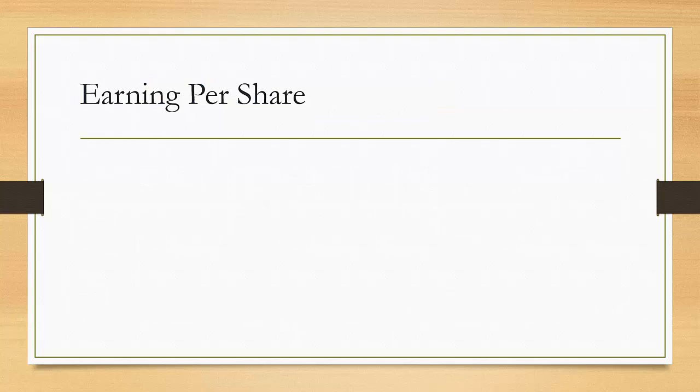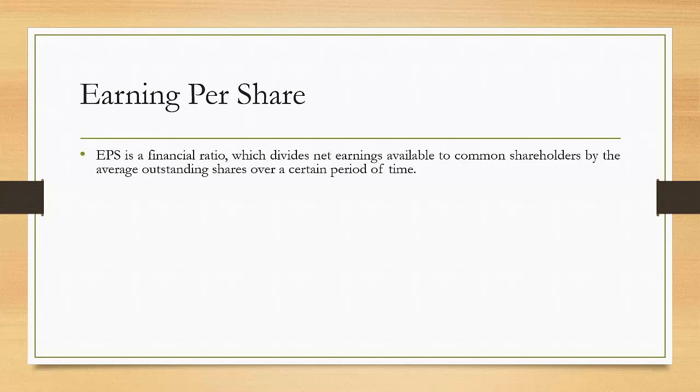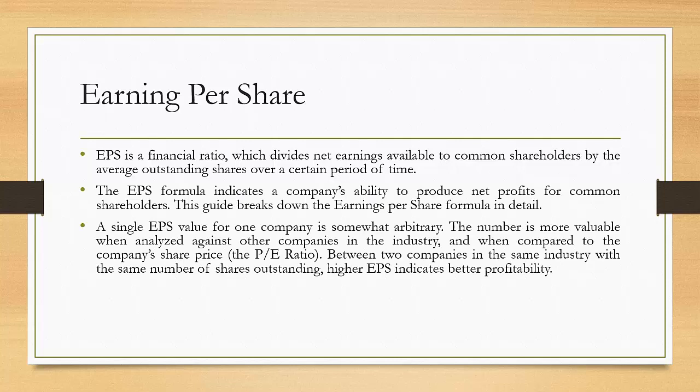The next ratio under this category is earning per share. Earning per share is a financial ratio which divides net earnings available to common shareholders by the average outstanding shares over a certain period of time. The EPS formula indicates a company's ability to produce net profits for common shareholders. This guide breaks down the earnings per share formula in detail.